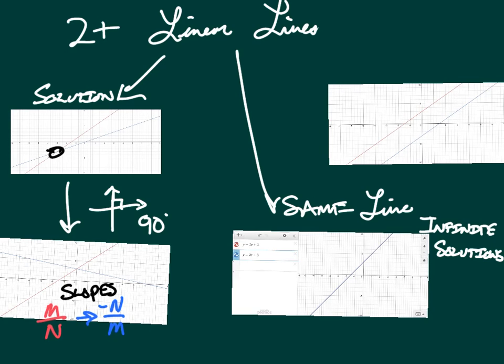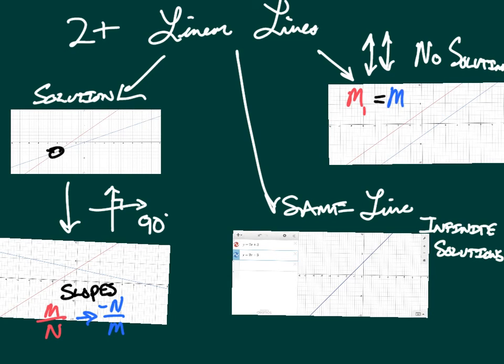The last scenario that happens when looking at linear lines is that they're parallel. And those parallel lines will never cross. So this will produce no solutions. And the m's are the same. M1 of whatever line has to be equal to M2 of the opposite line. Now the b's, however, are different.